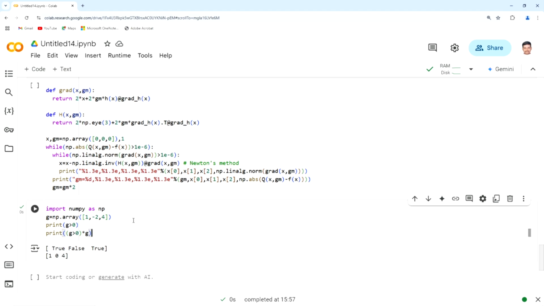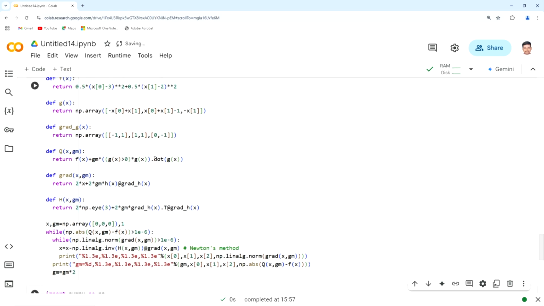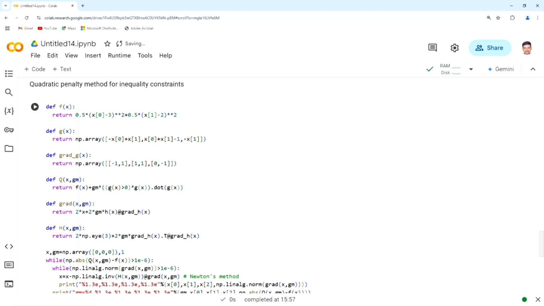So, this is like element wise multiplication of 1 0 1 and 1 minus 2 4. Okay. So, I think in case you have not seen this, this would be useful. Okay. So, now coming back to what we were writing.